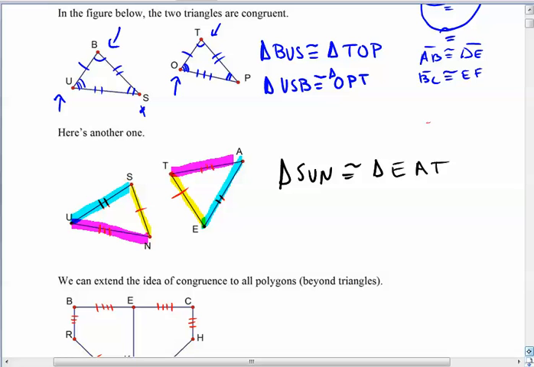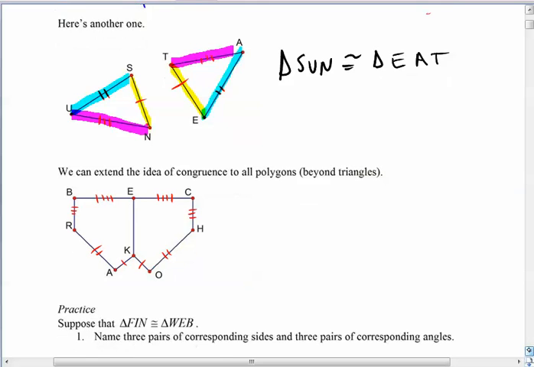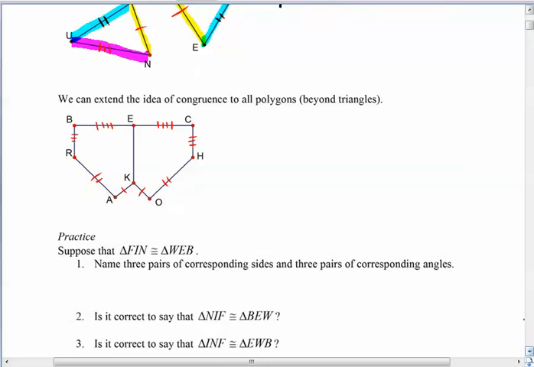We can extend these ideas to other shapes beyond triangles. So I have some pentagons here that are congruent. And 4 of the sides have been marked congruent to one another. And then that last side, this EK, it's not marked congruent, but you can see that the 2 polygons share it. If it's the same side, then of course it's congruent to itself. So we can presume that the last side's congruent.